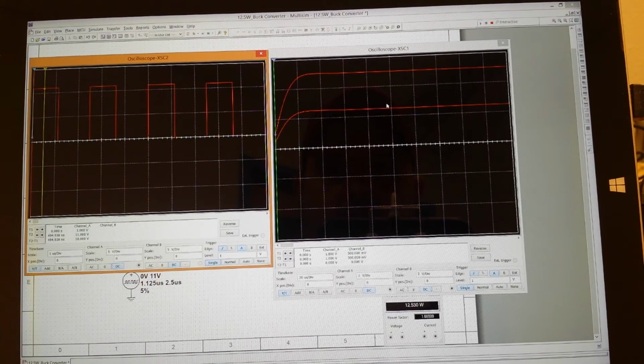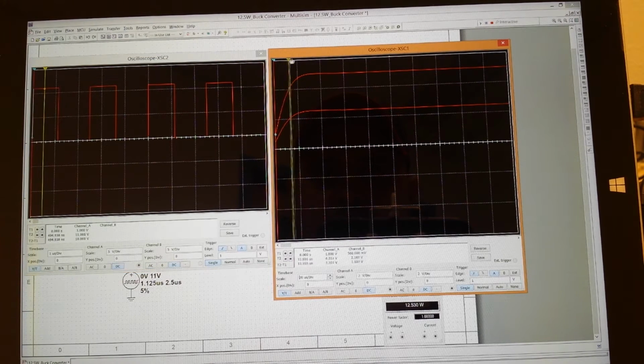Now here is my current signal. This is the output current, and this is my output voltage. Move this crosshair out to about here, and you can see right here that the output voltage is 5 volts at 2.5 amps. This voltage is representative of current. So at 2.5 amps, 5 volts gives me 12.5 watts on the output.